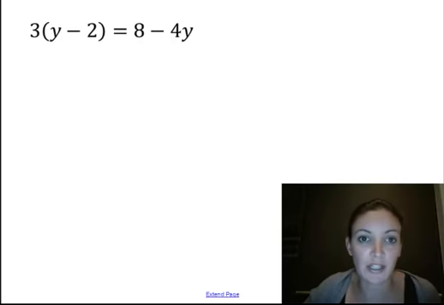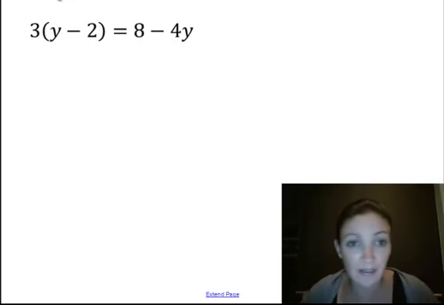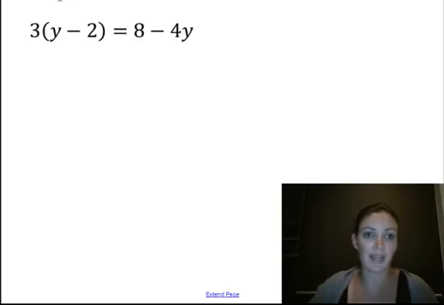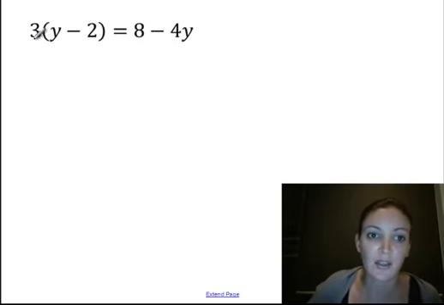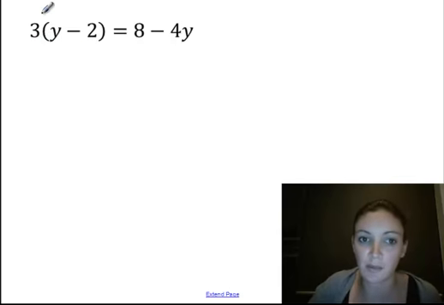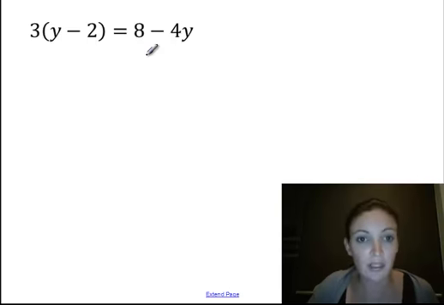Okay, in this video we're going to look at some equations that have brackets in them. So you're going to have to use everything that you've used so far about solving equations. There's just one extra step, and that is if you have something like this, 3 times (y minus 2), in brackets, is equal to 8 minus 4y.